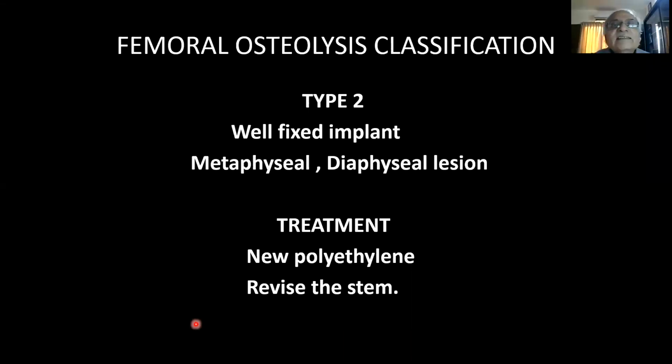Now second is a well-fixed implant. The metaphyseal lesion is now going slightly to the diaphyseal side. Now we probably need to revise the stem and put a new poly, both together. So this is one important thing: metaphyseal lesions are accessible for bone grafting, diaphyseal lesions are not accessible for bone grafting. This is very important because you can't reach.